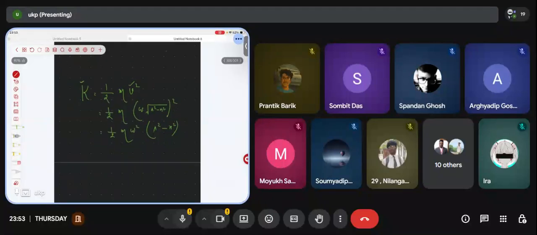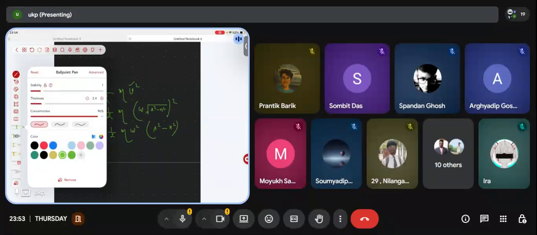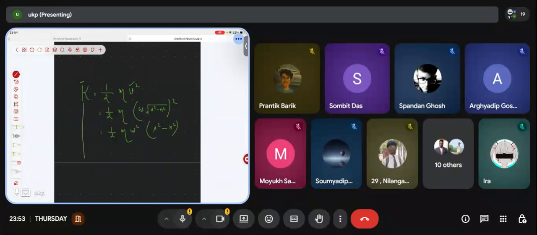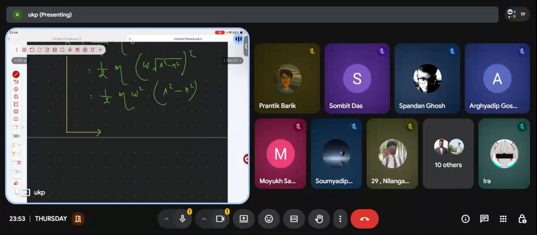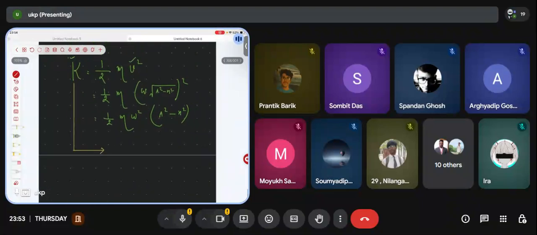Yes or no? Now think with me a bit. In which range does x vary? Let's think in this fashion first. First tell me for the mean position. At the mean position, what is the value of x? Sir, at the mean position x is 0. Very good. What is the kinetic energy? So simple, put x equal to 0, you will get half m omega squared a squared. Sir, what's the big deal?